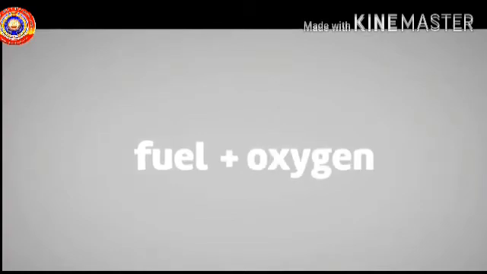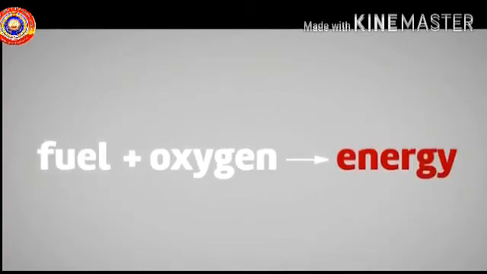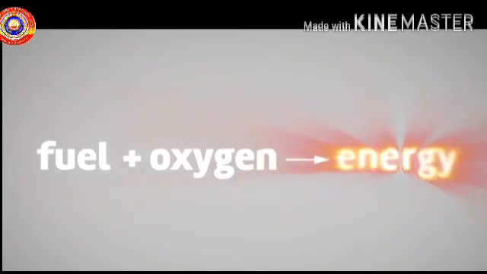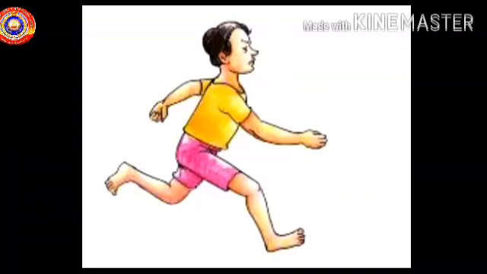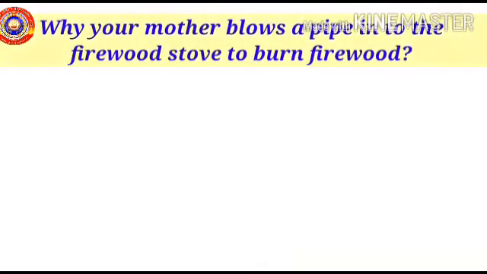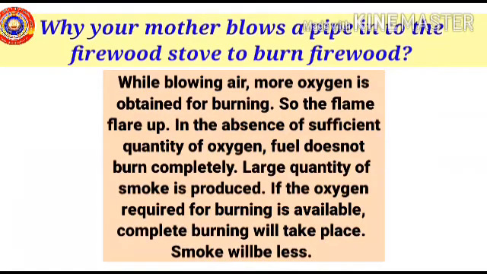It is the oxygen in the air that helps burning. Fuels liberate energy by reacting with oxygen in the air. In our body also, food reacts with oxygen to produce energy. Oxygen enters our body through breathing. Now you can explain why your mother blows through a pipe into the firewood stove to burn firewood. Yes, you are right. While blowing air, more oxygen is obtained for burning. So the flame flares up.